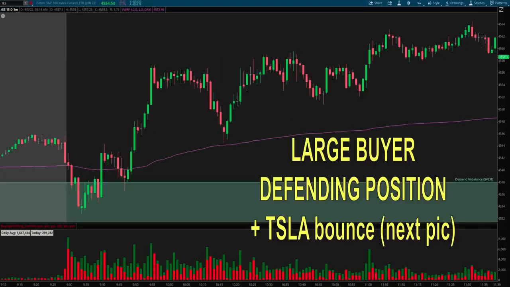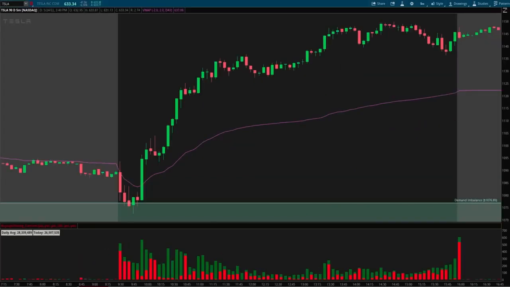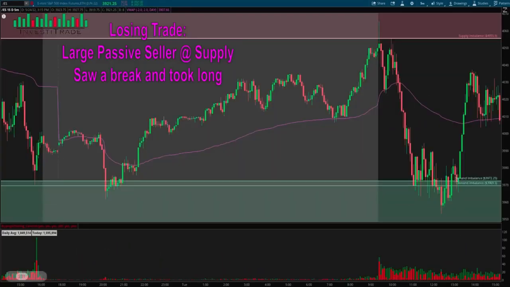So we got 3 pieces of information here. We're bouncing off demand. We got a large buyer defending his position. We got a large buyer in the market. And we have other market leading equities bouncing off demand as well. Gives us a nice trade.